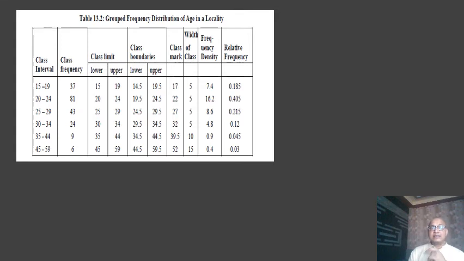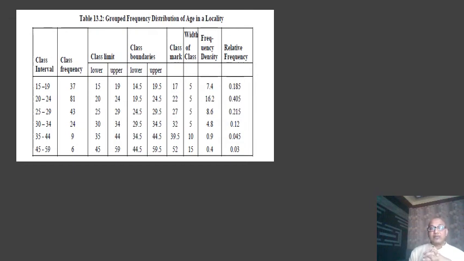Next thing is frequency density. Frequency density of a class is its frequency per unit width. Thus, frequency density is equal to class frequency divided by width of a class.